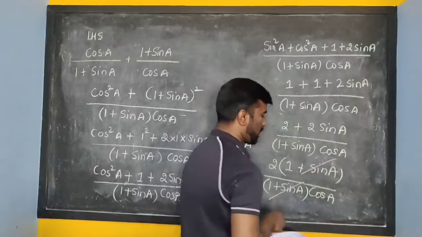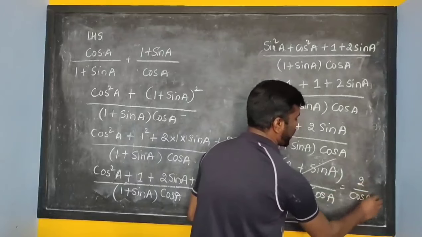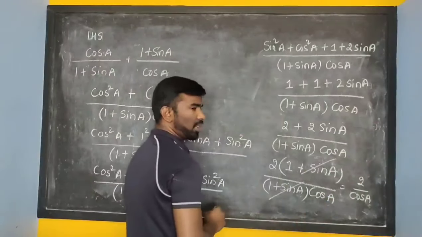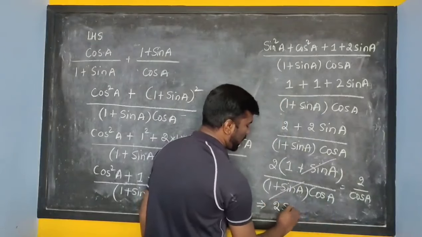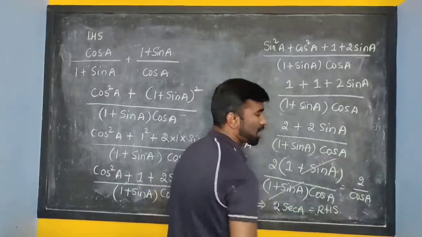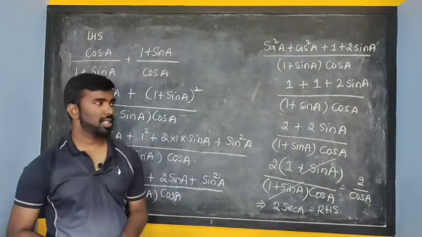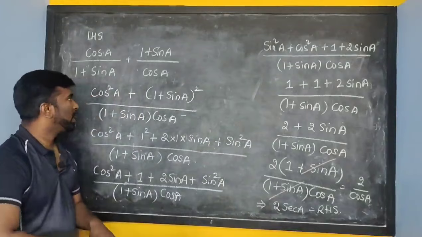What are the remaining terms? 2 by cos A. Now what is the reciprocal of cos? It is secant. I can write this as 2 secant A, which is equal to RHS. Write down the simple statement: hence it is proved. Let me do a small recap.